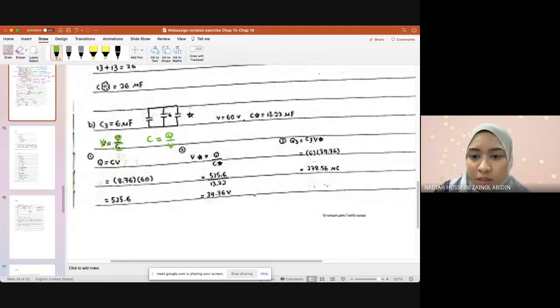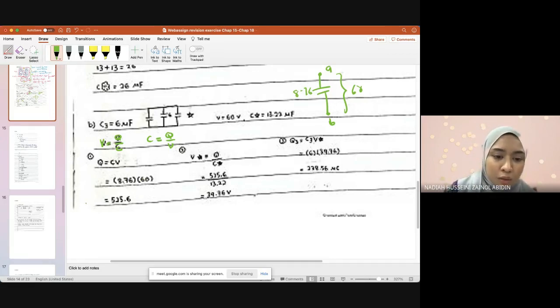So basically what is Azmina doing? She's saying, okay, so if A to B is 60 and C total is 8.76, what is the total number of charges? So that is Azmina's approach. So what is the total number of charges along this circuit? So 8.76 times 60, you will get the total Q. This is not the Q for each capacitor, this is the total Q for all capacitors combined.